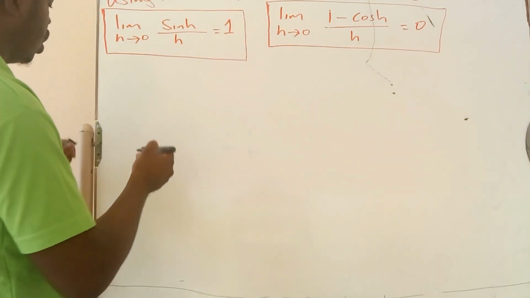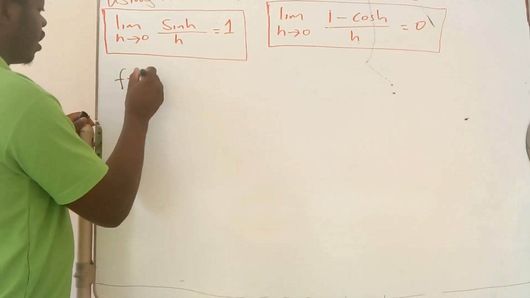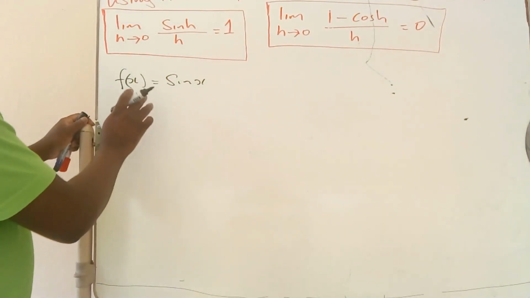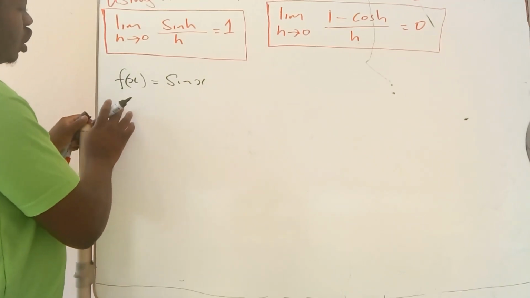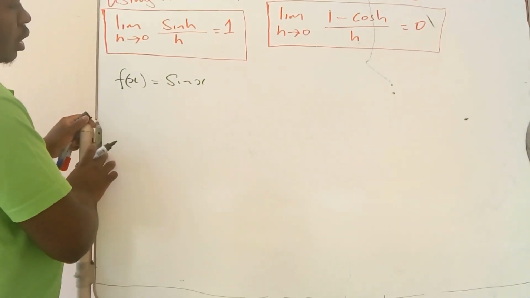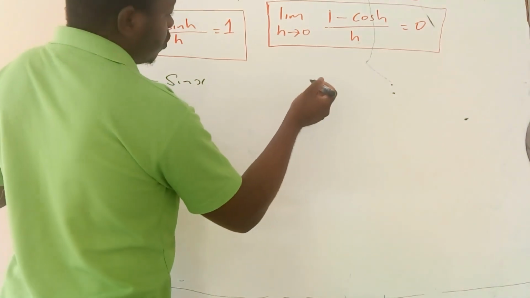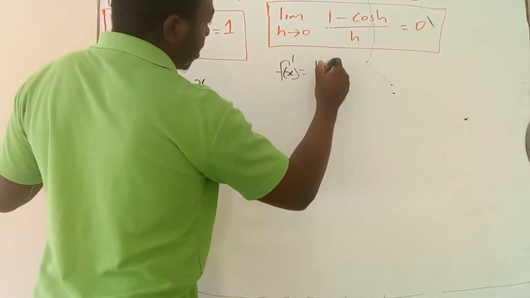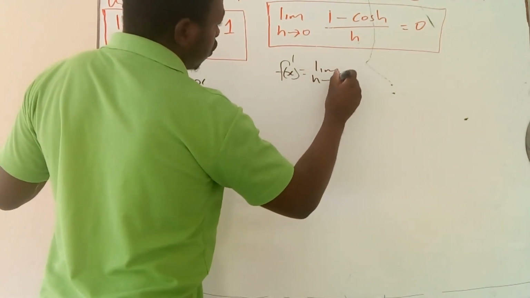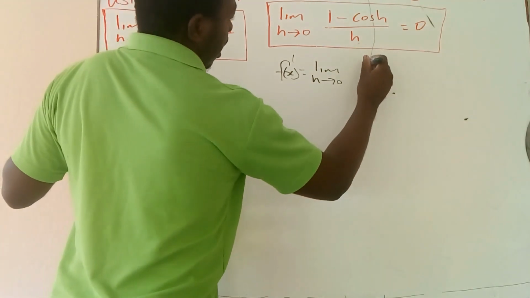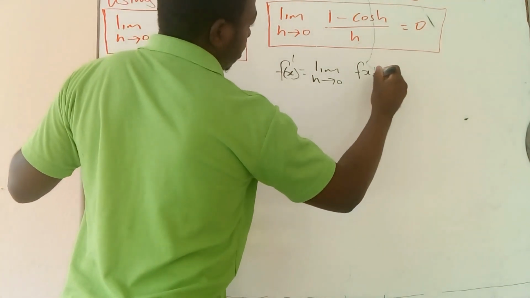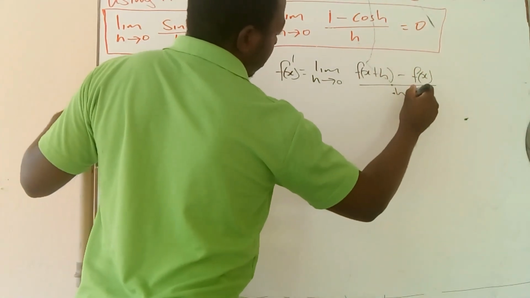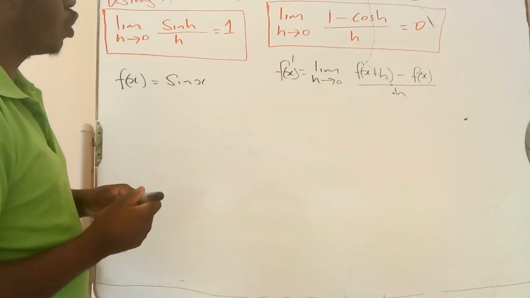So let's say you have the function f of x is equal to sine x, and you're asked to differentiate this function using first principle. Then you know that the first principle rule says the derivative of f of x is equal to the limit as h approaches 0 of f of x plus h minus f of x, all divided by h. That's what the first principle rule states.